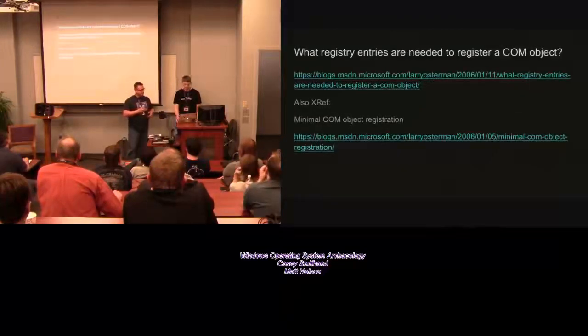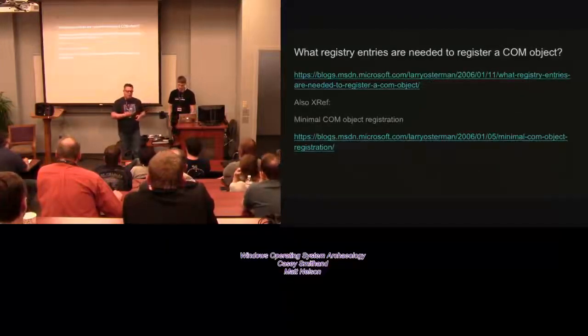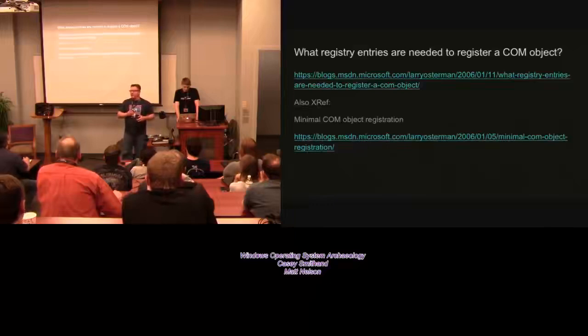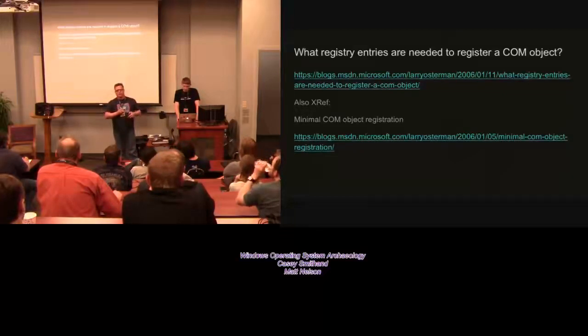So really I just put this slide in for reference. Those of you who are blue team or defenders looking at COM objects, what are those paths, or what are all the different attributes that a COM object would have? So this is really just in the deck for reference. There's a couple good MSDN articles that describe exactly what keys are needed for a COM object.